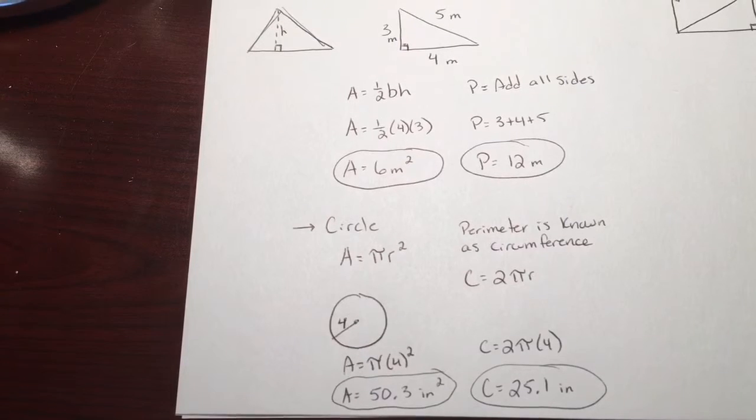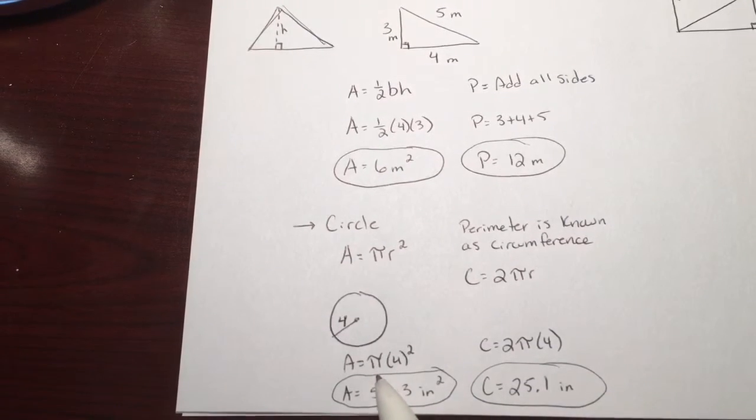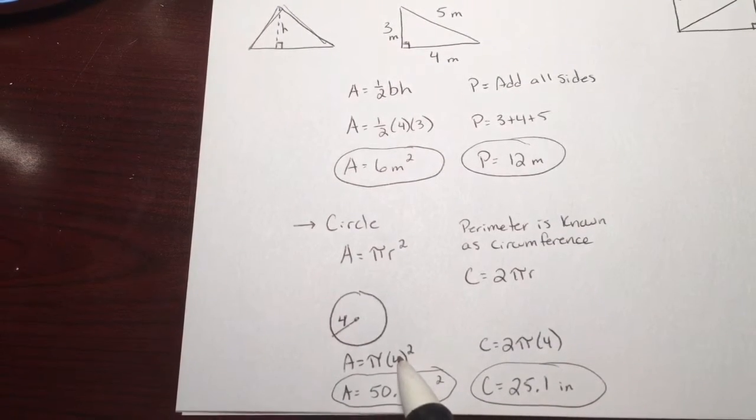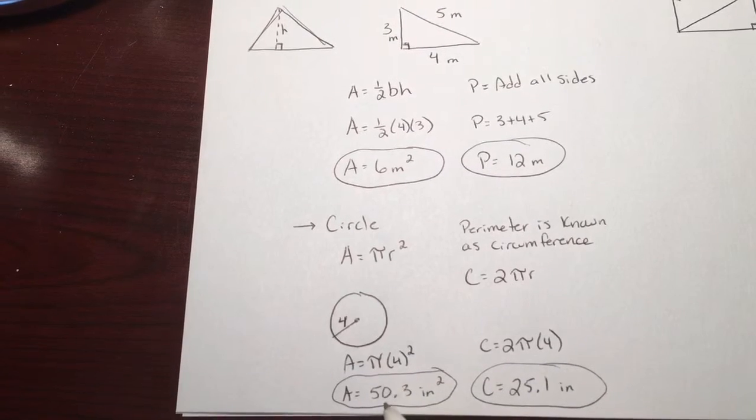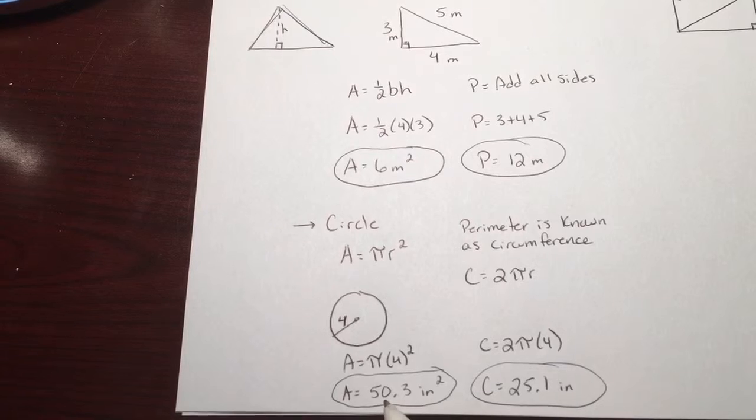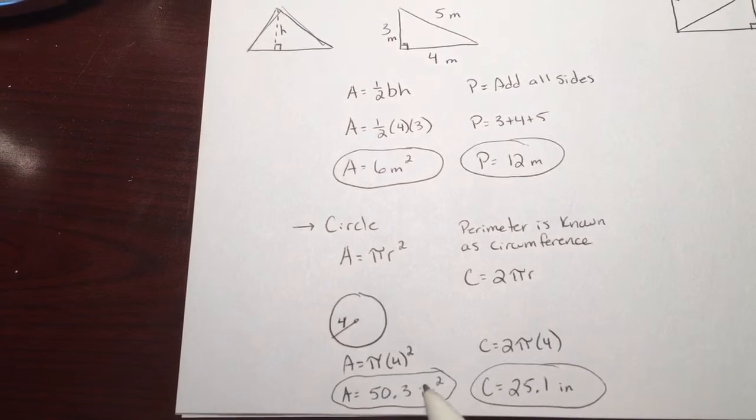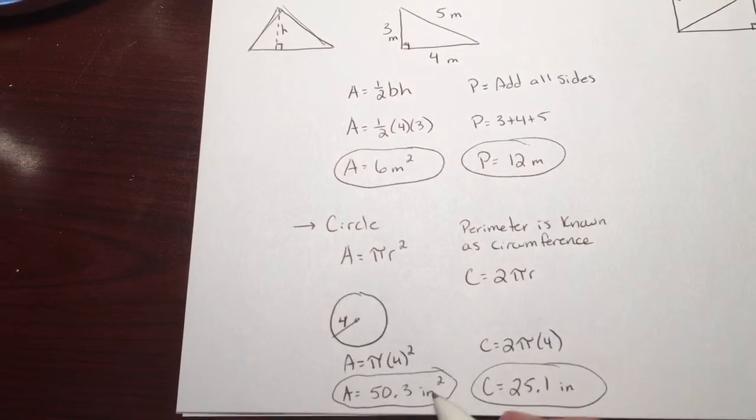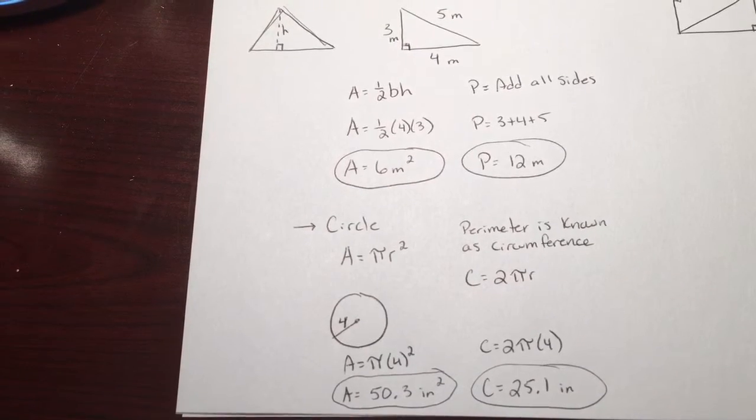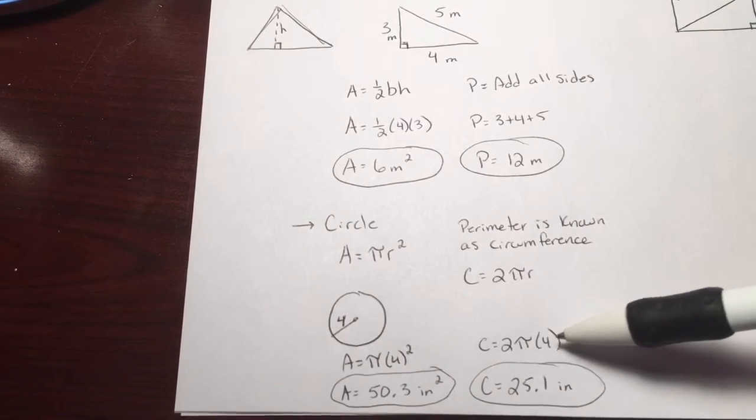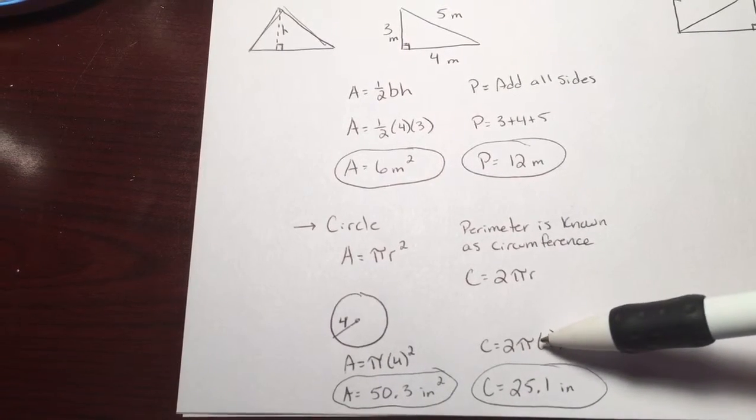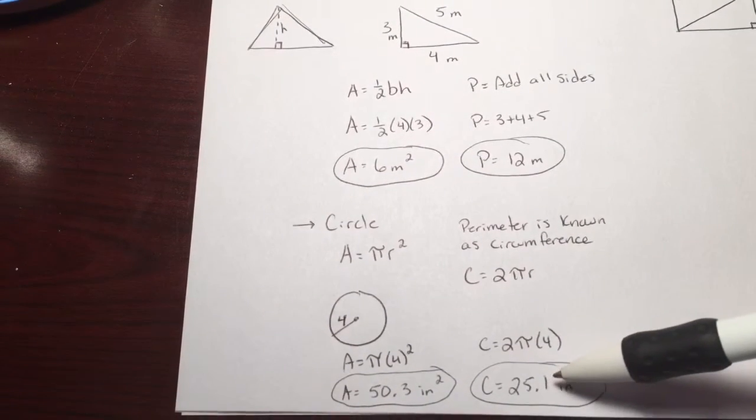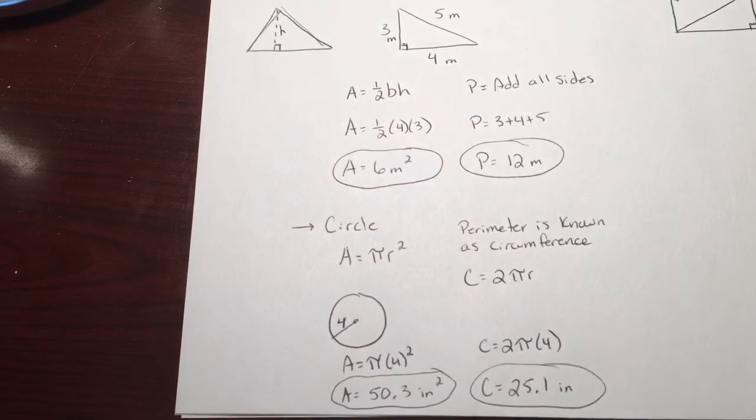So if we go ahead and plug these things in, pi r squared, pi times 4 squared. All right, if we calculate that, 4 squared is 16. 16 times pi comes out to about 50.3 inches squared. I know I didn't write inches up here. I'm just making up a unit of measure. And then for the circumference, 2 pi r, 2 times pi times 4, which is like saying 8 times pi. Calculate that, and you get about 25.1 inches.